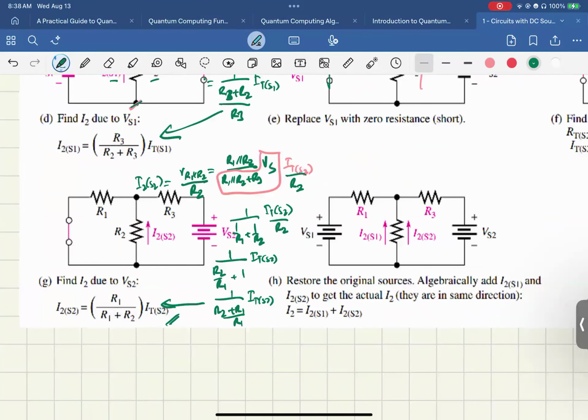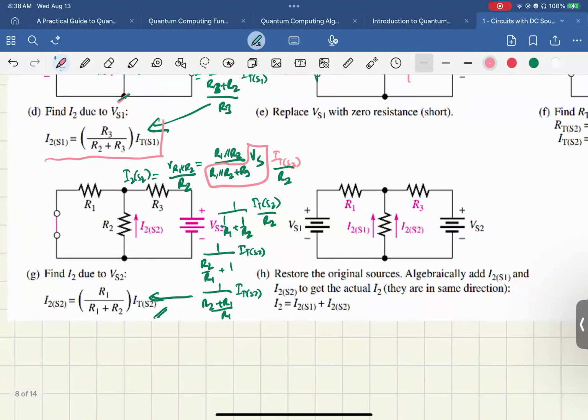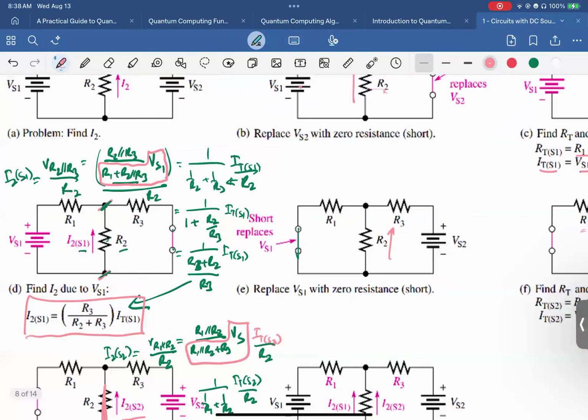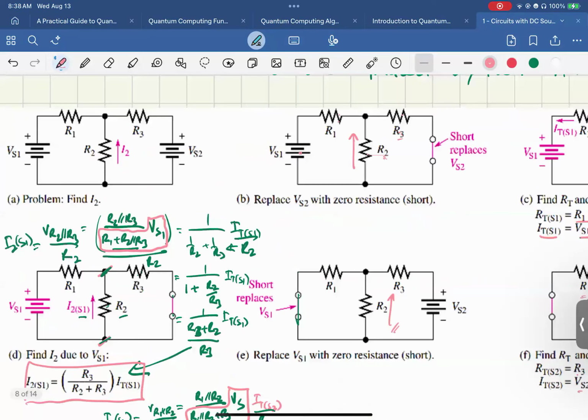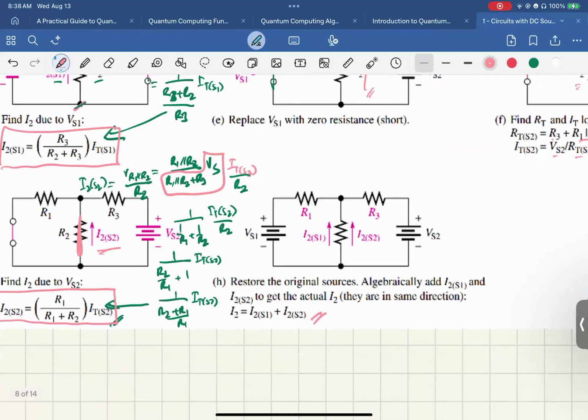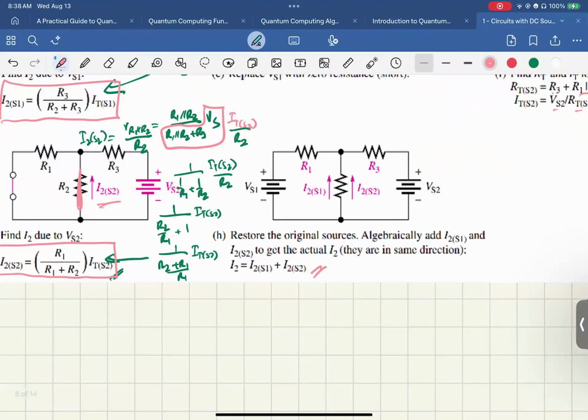Okay, so the total current ngayon, okay, according to the superposition theorem, is just the sum of these two individual currents. Okay, I2, yung total current through R2, okay, is just the sum of I2 S1 at saka I2 S2. Okay, and of course, important na yung direction na pinili natin is the same for both of them. Otherwise, ma-mess up yung mga signs ng currents.